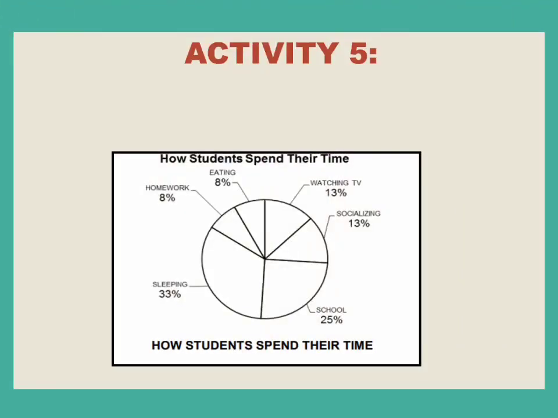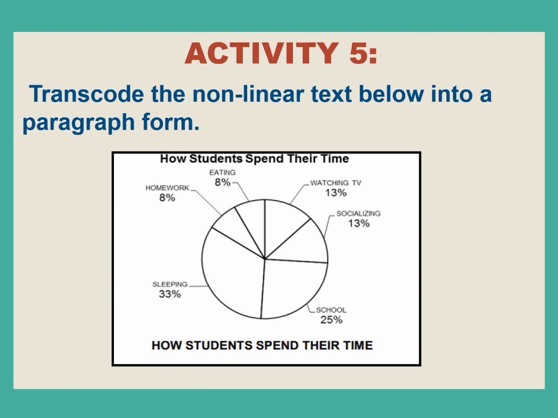In the previous activity, you have transcoded a linear text into a non-linear text. Now, you have to transcode a non-linear text to a linear text. Here is Activity 5. Transcode the non-linear text below into a paragraph form. Write your answer in a piece of paper.